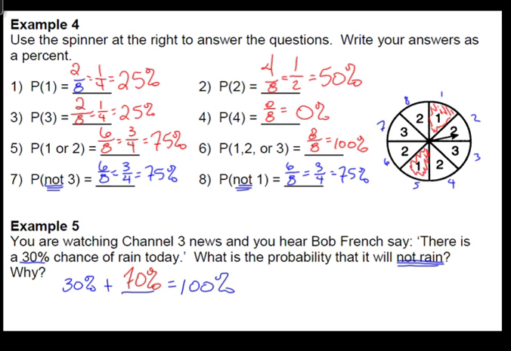Simple probability. Make sure you always reduce your fractions. Pay attention if they want your answers put into decimals or put into percentages.